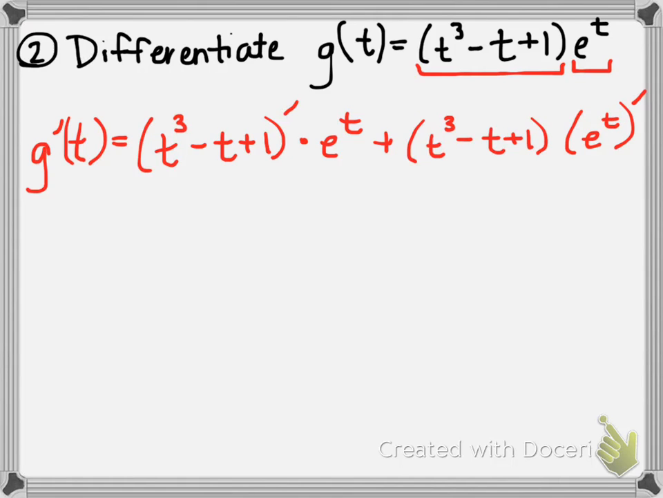I wrote it a little bit differently this time so that you could see it written a different way. Both ways are correct. So now I actually need to take the derivative. So I need to take the derivative of t cubed minus t plus 1. So we get 3t squared minus 1, all of that times e to the t.